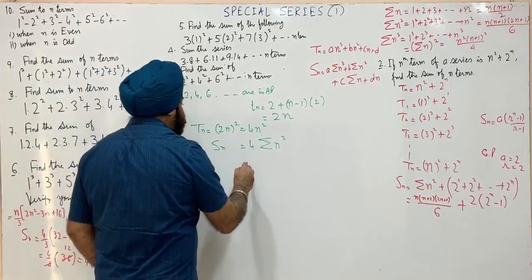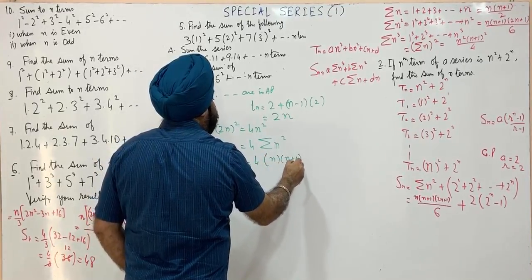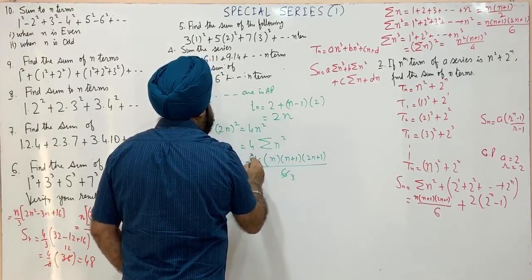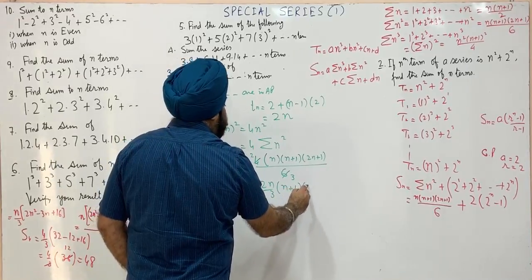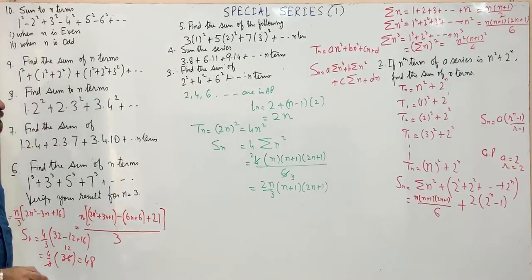We simplify. This is 4. Sigma n square is n plus 1, 2n plus 1 upon 6. So 3, this is 2. So 2n upon 3 into n plus 1 into 2n plus 1. This is sum of n terms of the series.